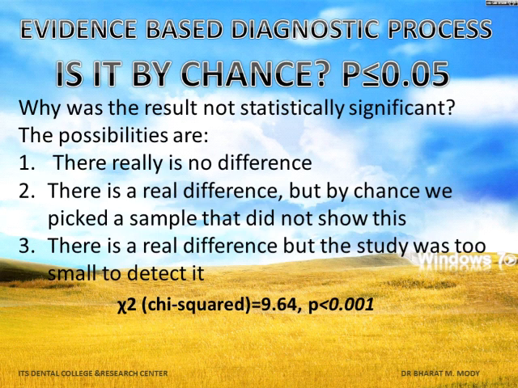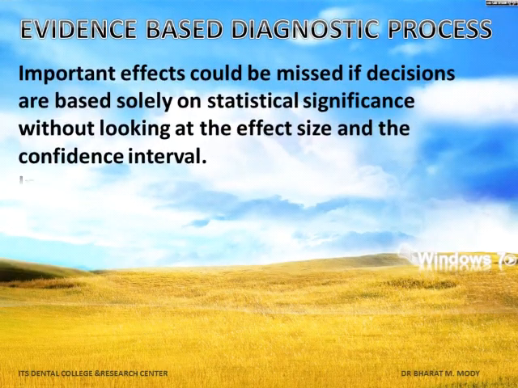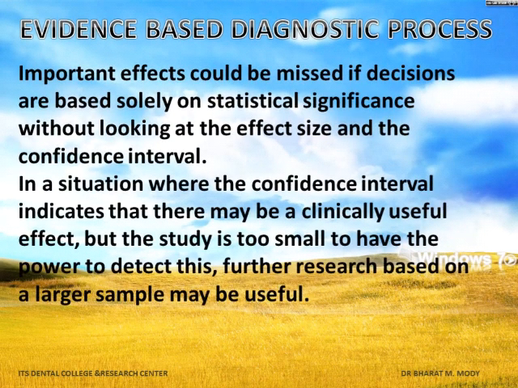Now, is it by chance? Is the p-value less than 0.1? The possibilities are that there is really no difference; there is a real difference, but by chance we have picked a sample that did not show this result; or there is a real difference, but the study was too small to detect it. That's why the chi-square test, done with the p-value, tells you much better whether it was a chance effect or a real effect. The impairment could be missed if the decisions are based solely on statistical significance.